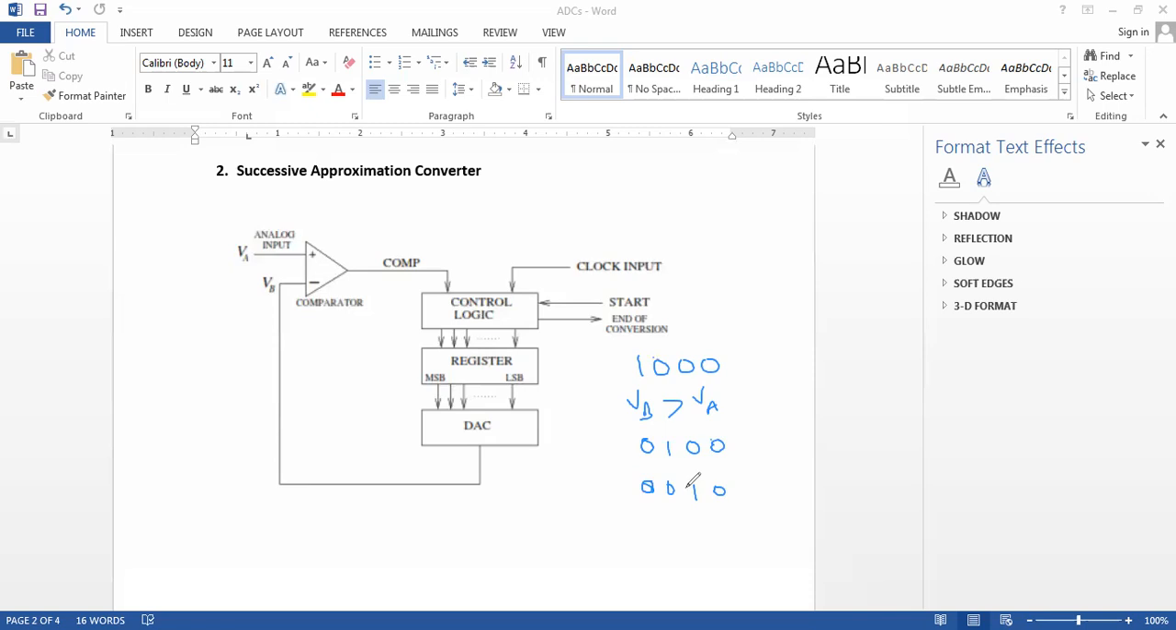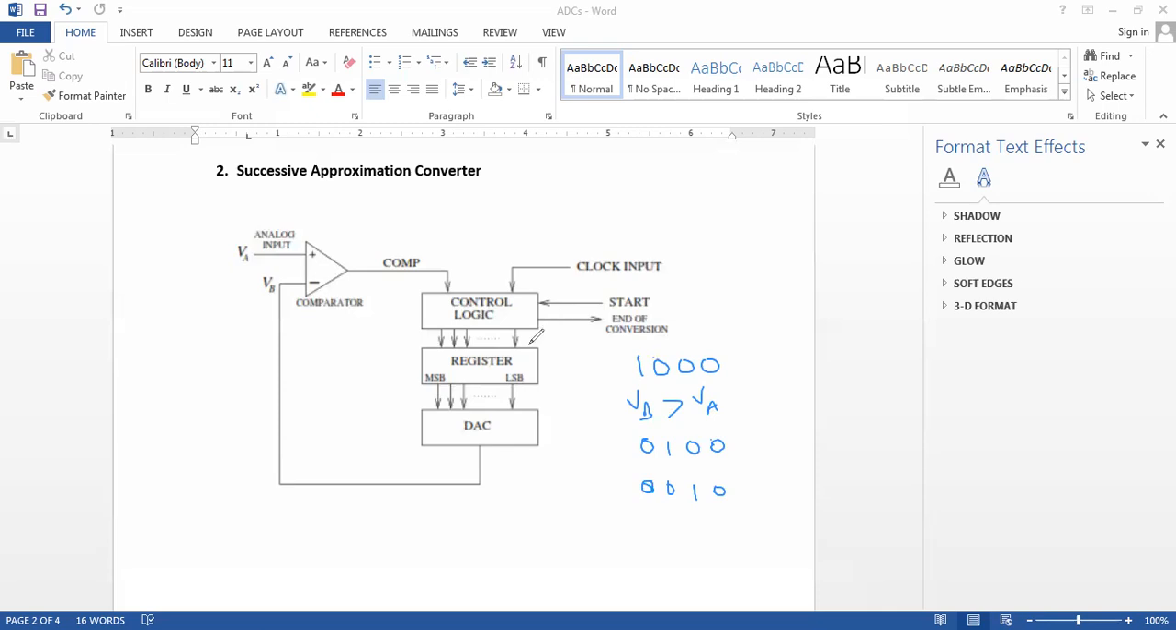This procedure continues until the control logic is able to obtain an approximation of the analog input voltage VA as a digital code stored in the register. And after all the bits have been tried, the register holds the digital equivalent of the analog input voltage VA.